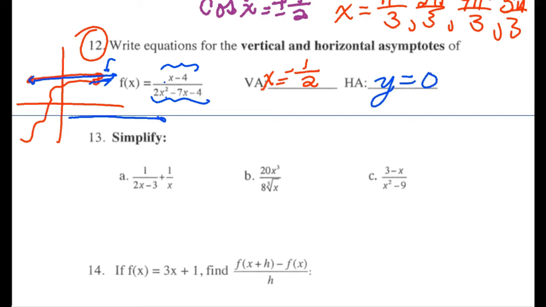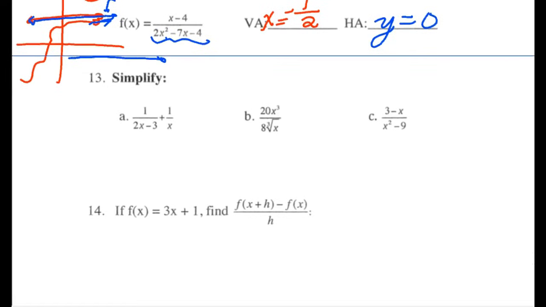But you're probably used to, okay, if the powers are tied, I steal the coefficient. So if that had been 2, it'd be 1/2. If it's top heavy, then there isn't a horizontal asymptote. If it's bottom heavy, the horizontal asymptote is 0.